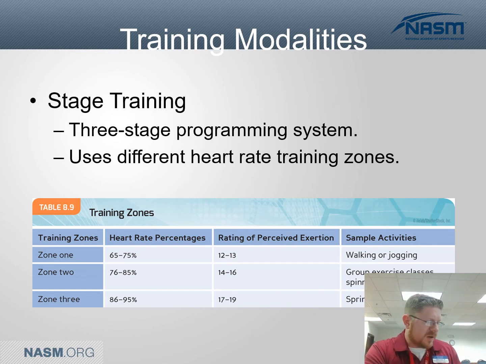Walking or jogging, especially at an increased rate, can be sample activities for zone 1. Group exercise classes or spinning can be zone 2. I mean, my spinning classes were probably mostly zone 2, getting into that 76 to 85% heart rate range, but there were portions of it, because I did mostly interval type classes where we were going all out. Like your heart rate had to be getting very close to maxed out.